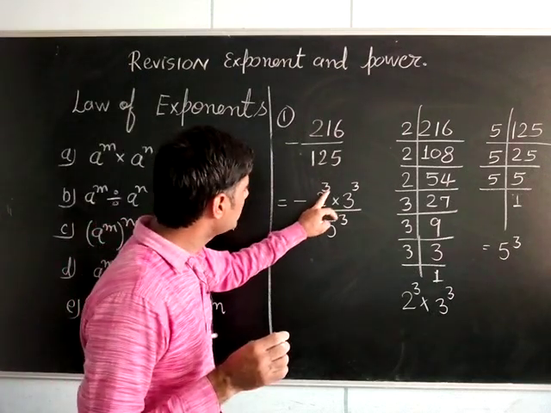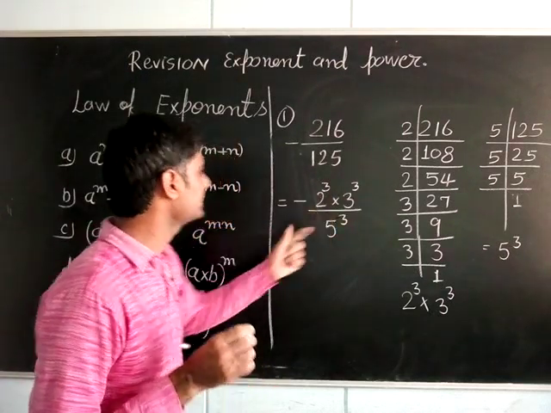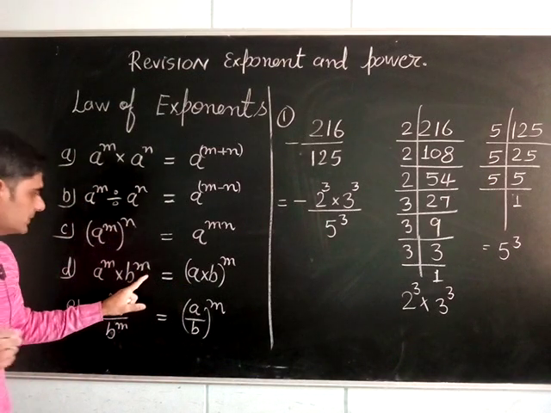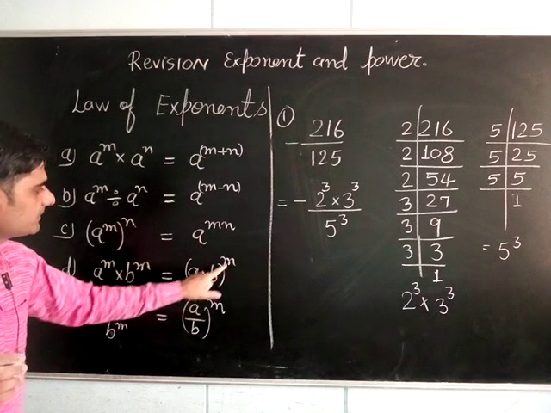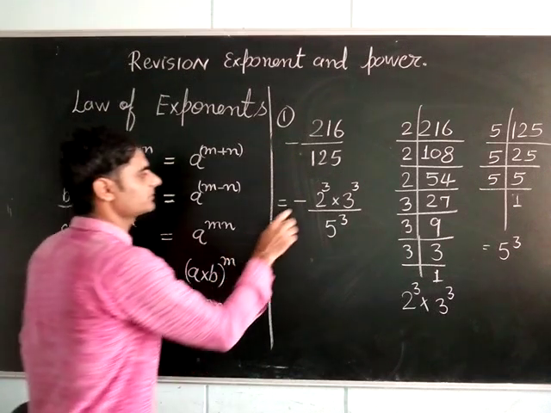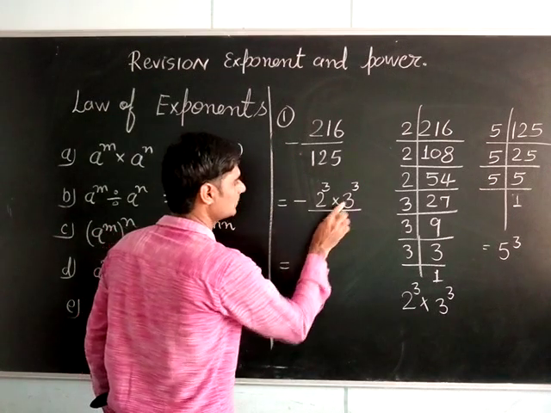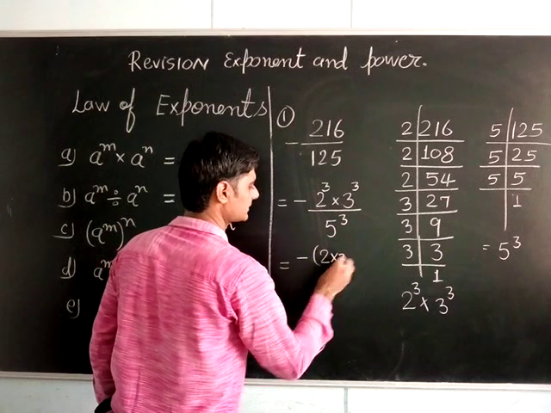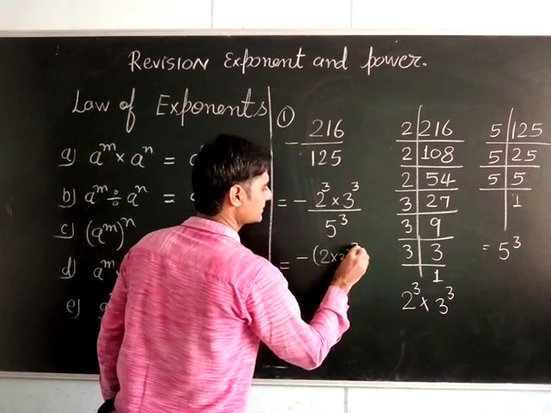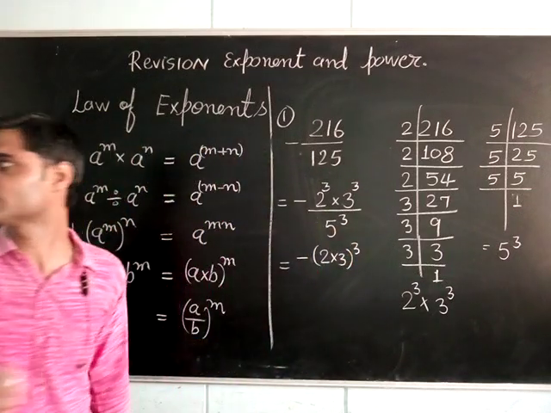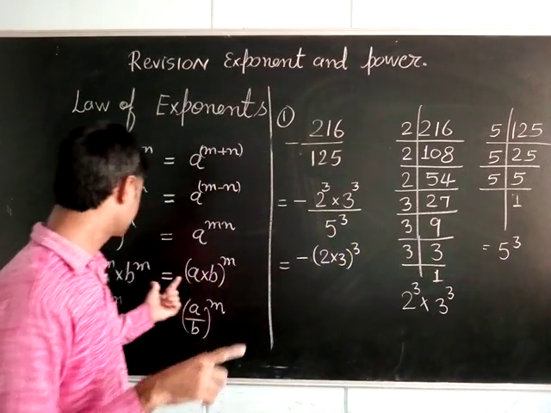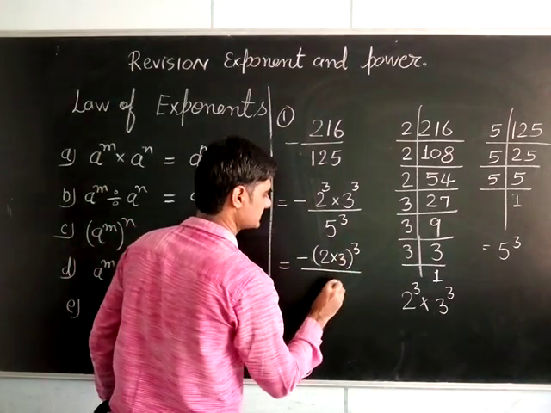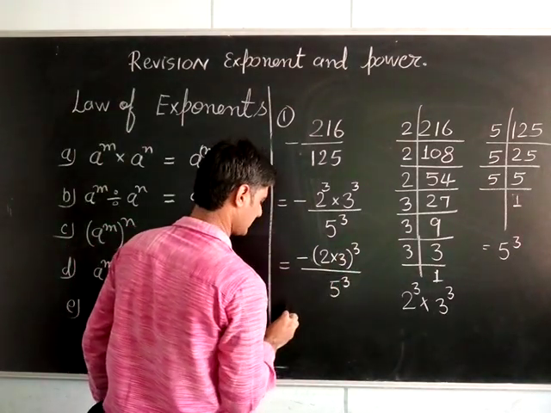See, 2 power 3 and 3 power 3: bases are different, power is the same. So a power m multiplied by b power m will become (a multiplied by b) power m. So this will be equal to minus, 2 multiplied by 3 whole power 3 will come, because bases are different and power is the same, then like this we can write. And upon this one is equal to 5 power 3.